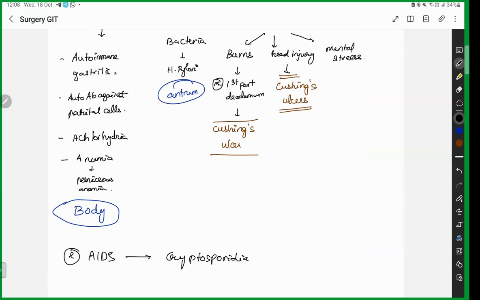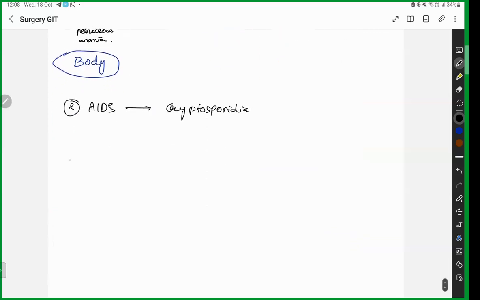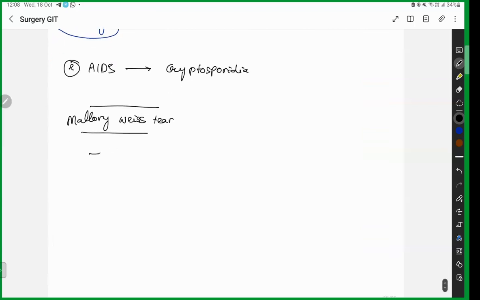Okay, now we are moving into the individual discussion. The first one, Mallory Weiss tear. What is Mallory Weiss tear? A very, very important question. This is most common in alcoholic patients. It is most common in the alcoholic patient.